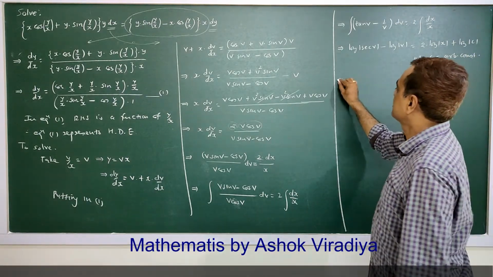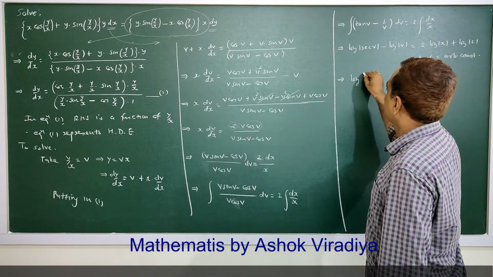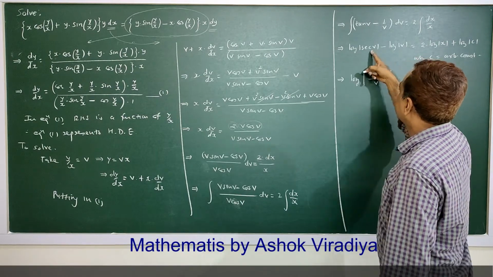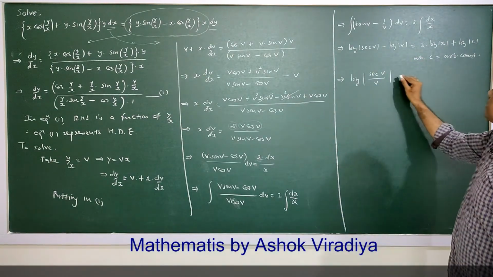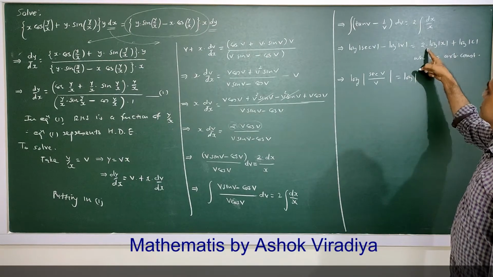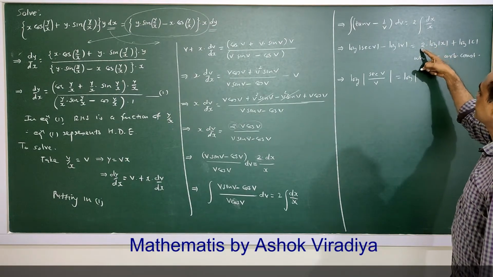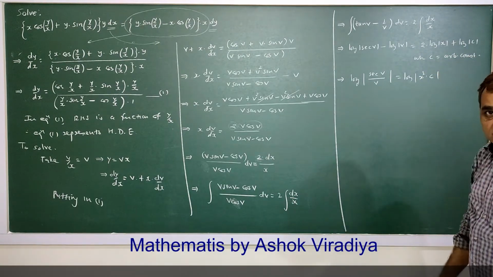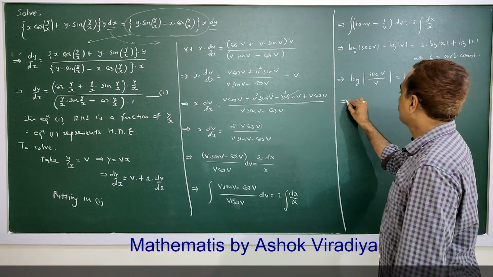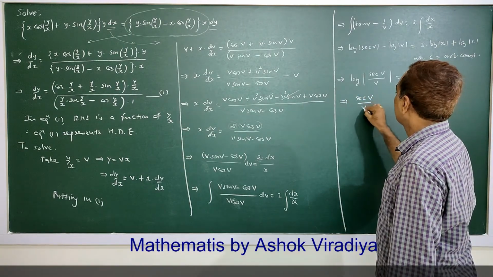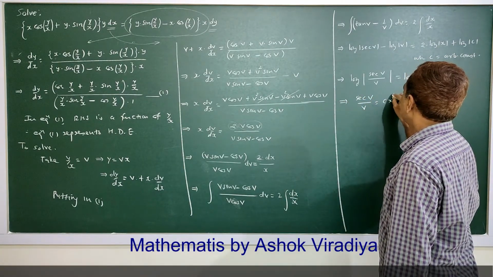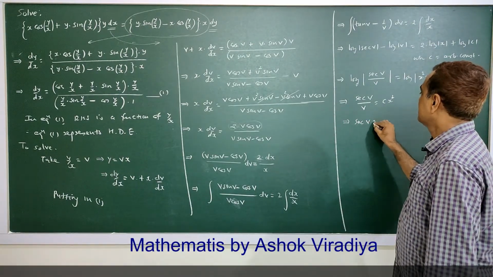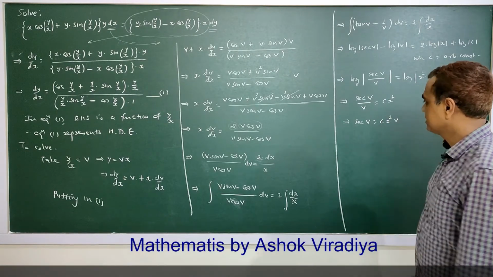So that means log of modulus sec v upon v, joining these log numbers, is equal to log of modulus, see 2 is coefficient of log, so it is log x square into c. So removing log from both sides, sec v by v is c into x square. So sec v is c x square into v.